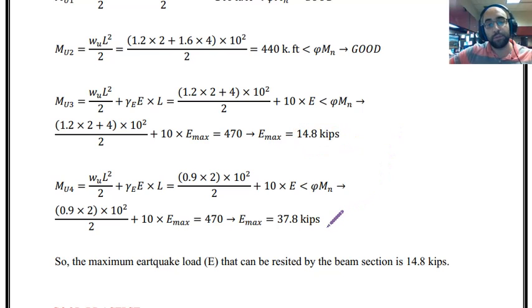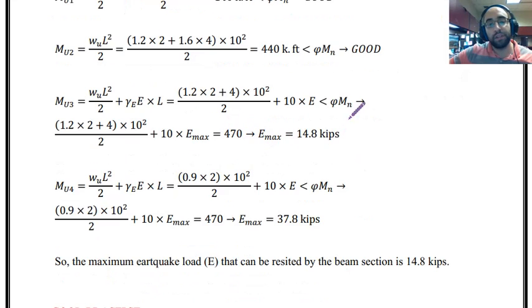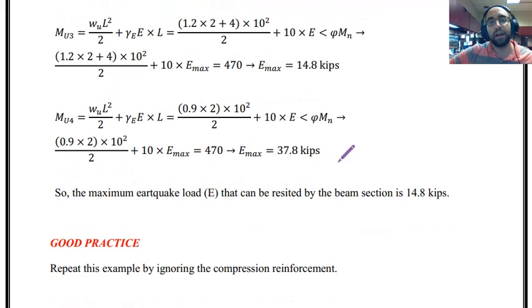Because if I say the maximum earthquake load is 37.8 kips, then if I put that value in the third load combination, the moment will be greater than phi Mn and the beam will fail. That is a very interesting point, and that is majorly based on the understanding that we have about load combinations. So this value will be the maximum earthquake load that I can apply on the beam, and if the earthquake load is this much or lower than this, the beam can carry this load safely. This is how we can solve this question.